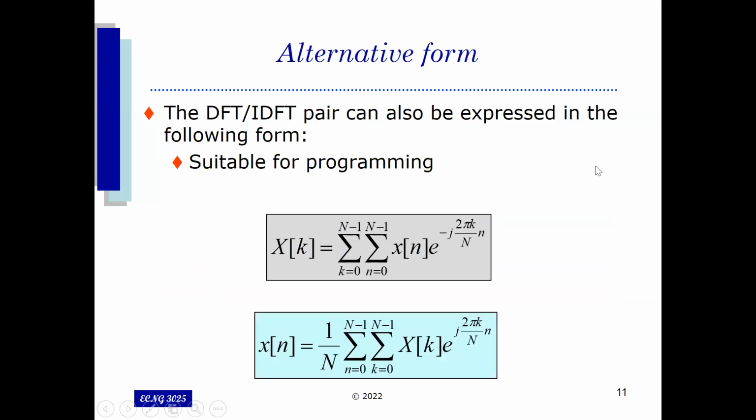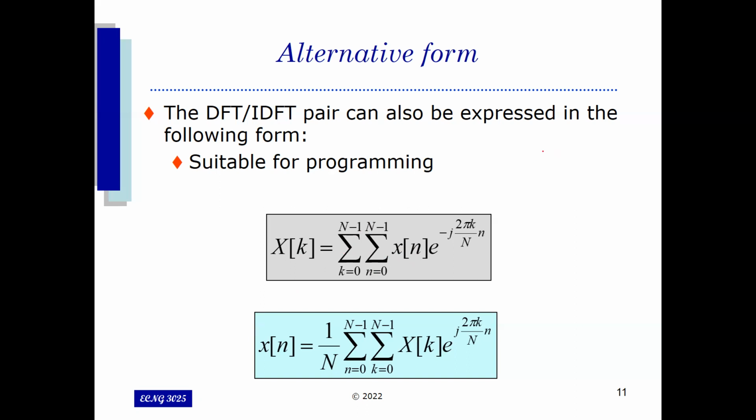Okay, so we now have something. If you put the two of them here, it is now the forward transform and the inverse transform. This is now something that you could program. Notice this is like a nested loop. So you have an inner loop.